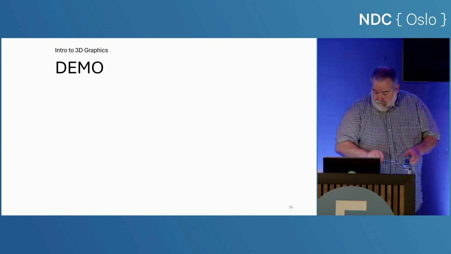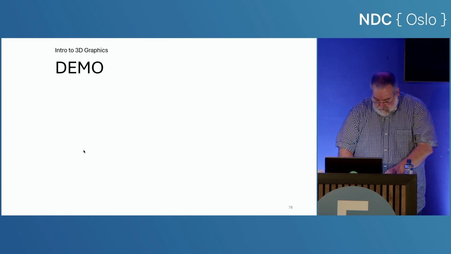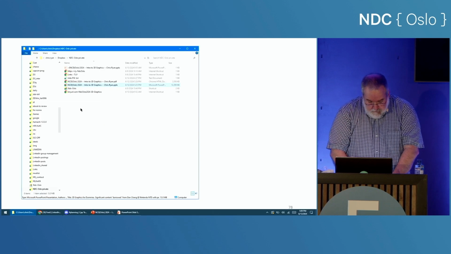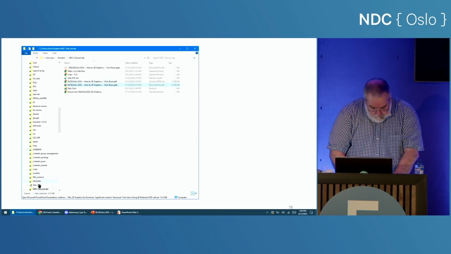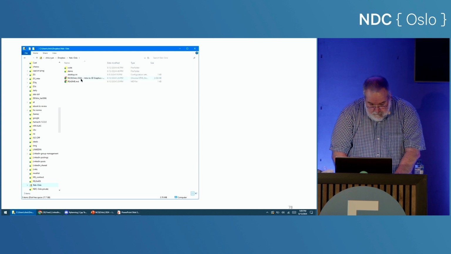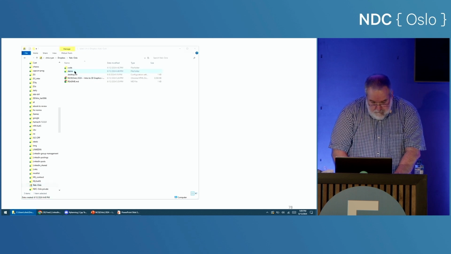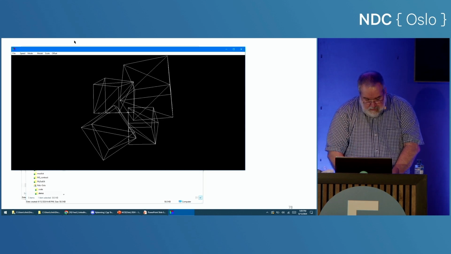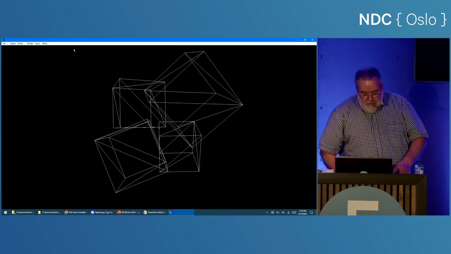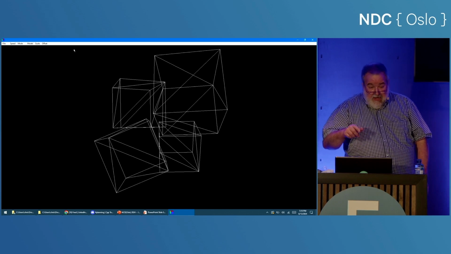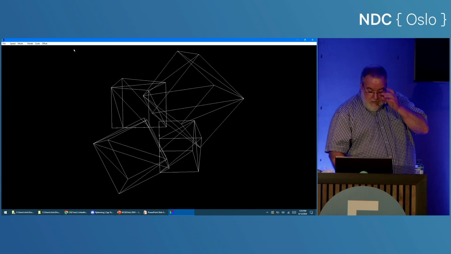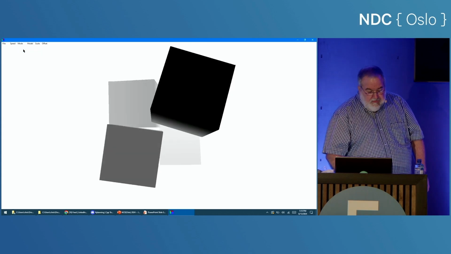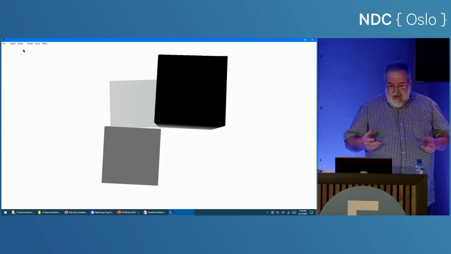Demo. This is the wireframe of what's generated and each of the triangles with each of those. This is the depth buffer as they're being drawn.